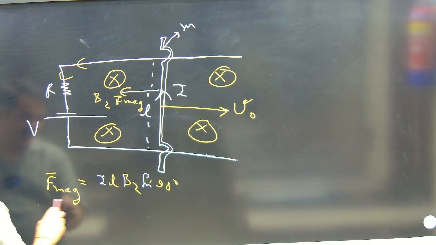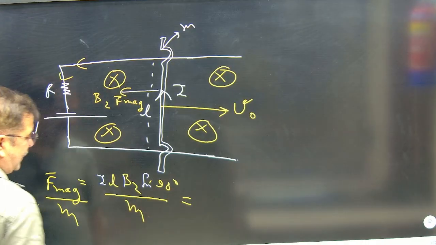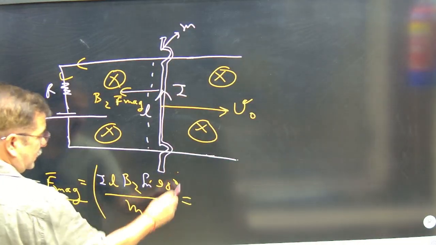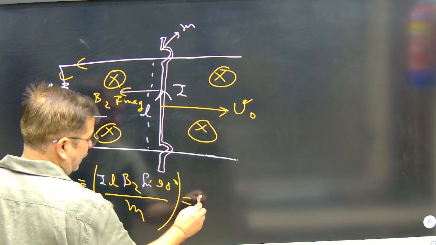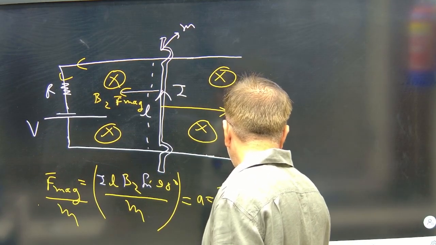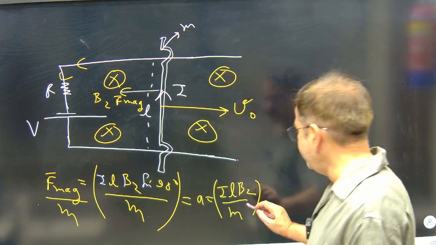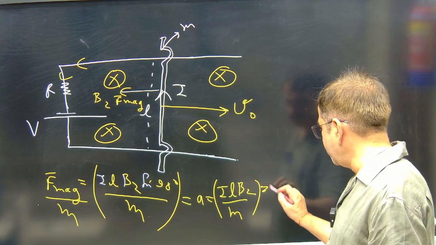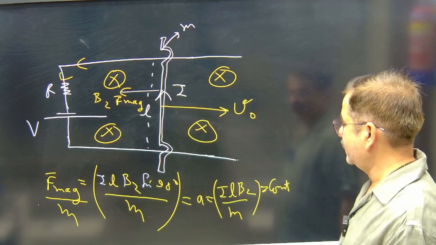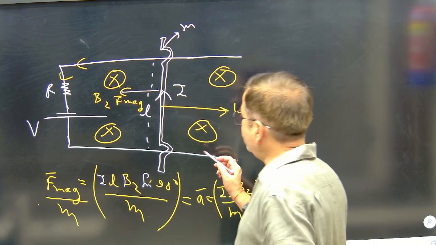Force upon mass will give the acceleration. So this acceleration a will be force upon mass, so it will be I L B2 by M. And you see these factors I, L, B2, M are all constant. So this force is constant, and acceleration is also constant. Force and acceleration, if they are constant, what will happen?